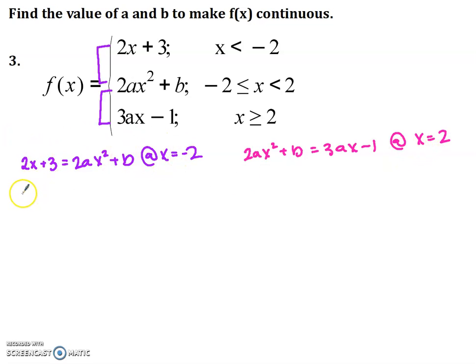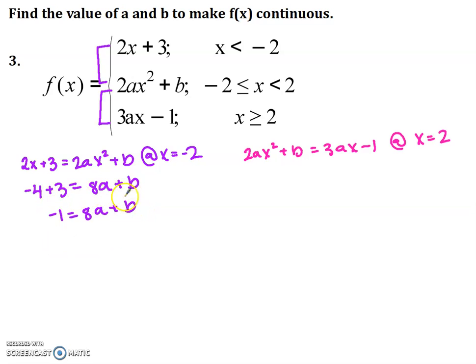So over here I'm going to plug in -2 for all my x's. So 2 times -2 would be -4 plus 3. Over here I would have -2 squared, which is 4, times 2. That's going to make it 8a plus b. I'm going to combine like terms over here.